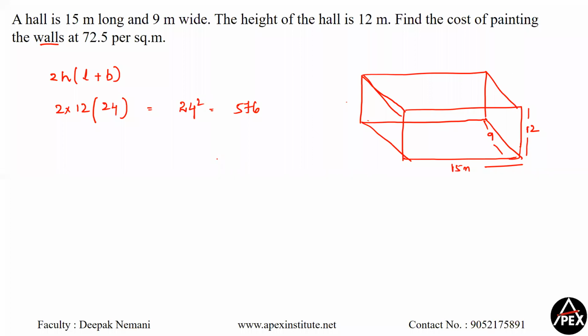Now find the cost of painting the walls at 72.5 per square meter, and the units of this lateral surface area is meter square. So the total price will be area 576 into price per square meter 72.5. What is this value? Can someone help me with the calculation? 41760. Okay, so the answer for this question should be 41,760 rupees.